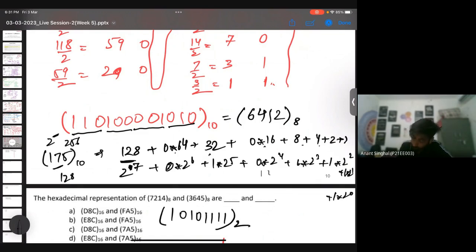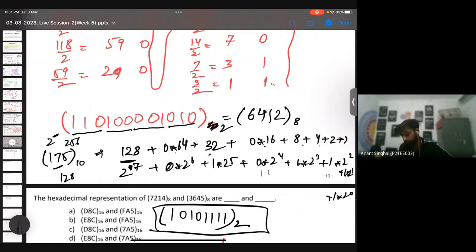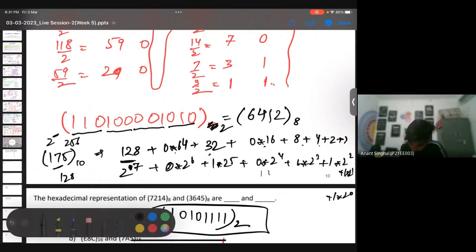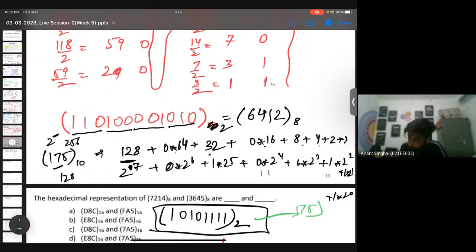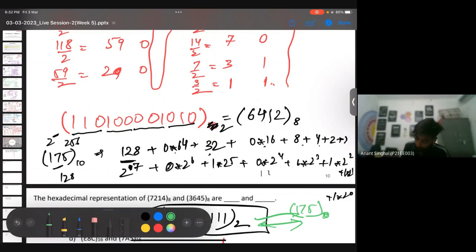So this is to the base 2. For 175 we can write the binary equivalent as this. I hope it is clear. This is quite easy. So this is the answer: 175 to the base 10 is nothing but this to the base 2. And I have also made it clear how you can convert binary to octal. It is quite easy.